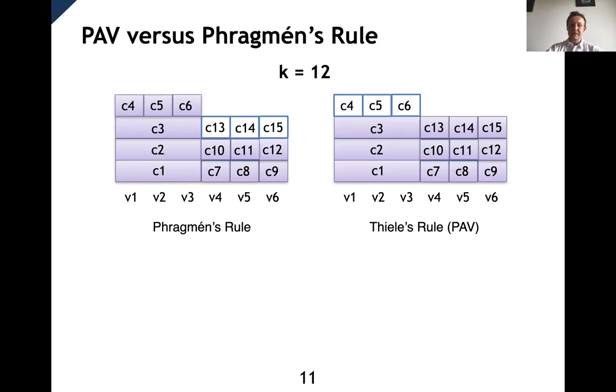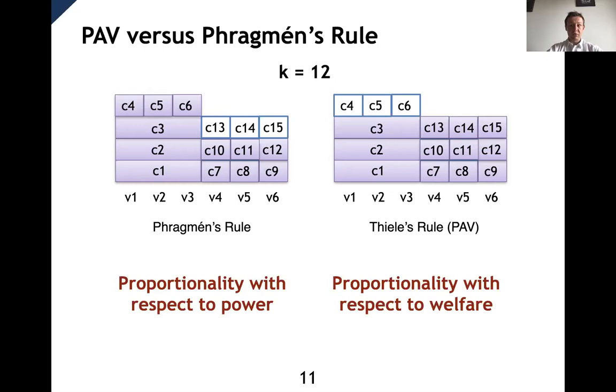So we can see that in fact, we are dealing here with two types of proportionality. One is proportionality which is concerned with welfare, which is implemented by PAV, and one is proportionality which is concerned with the power of the voters, where the emphasis is put on the fact that a group of a certain fraction of voters should be able to control a certain fraction of committee members.